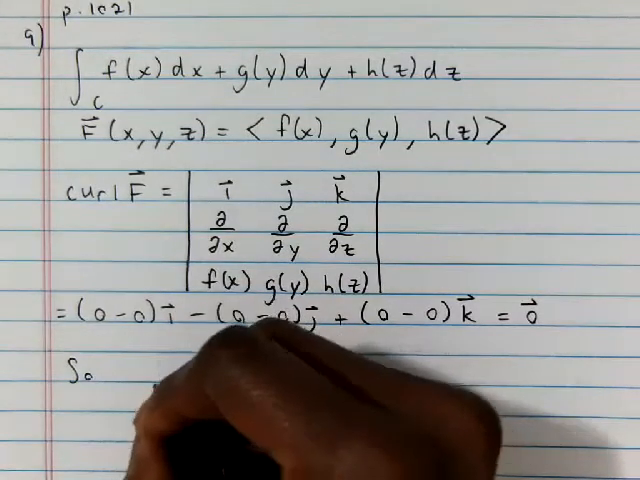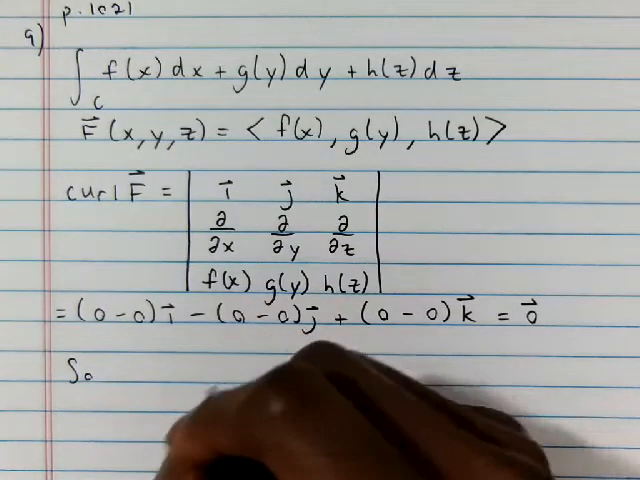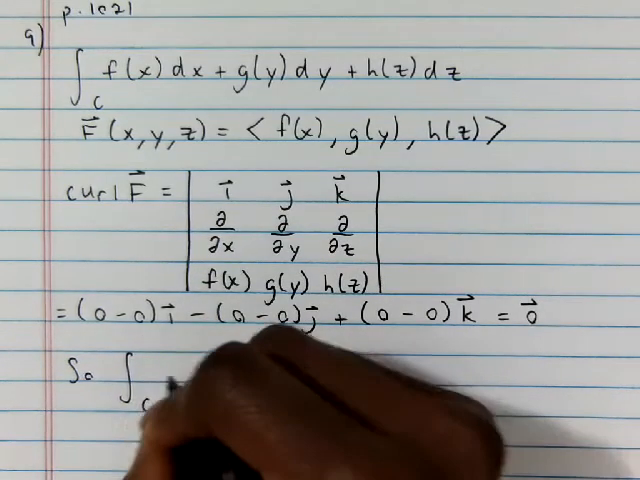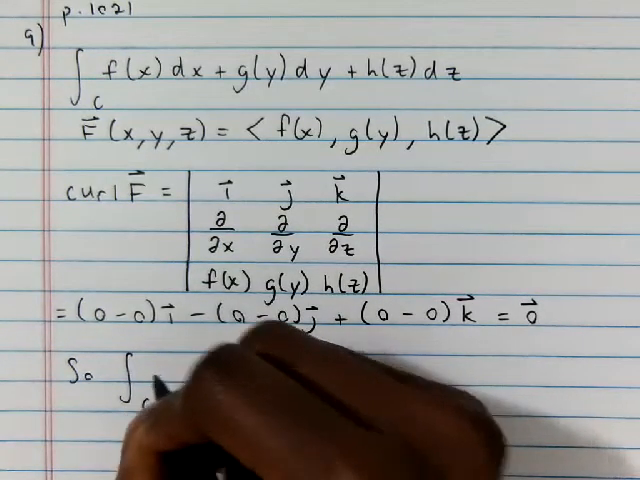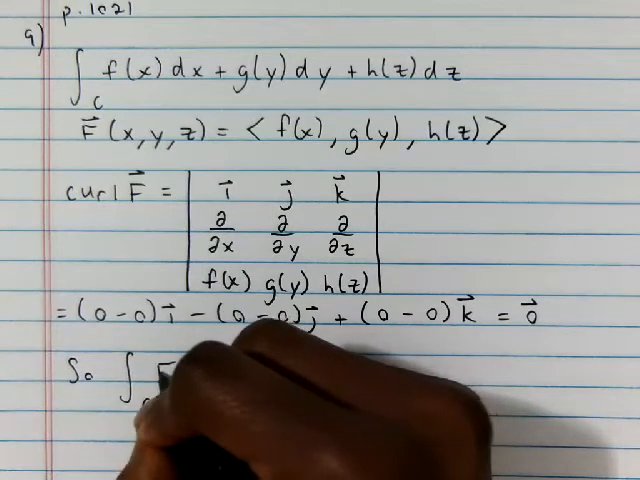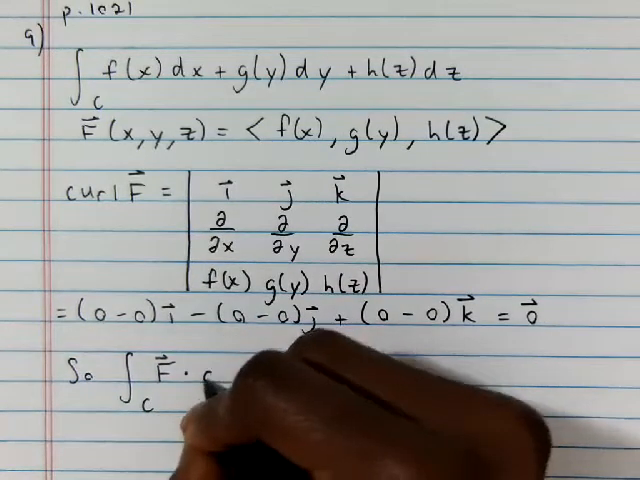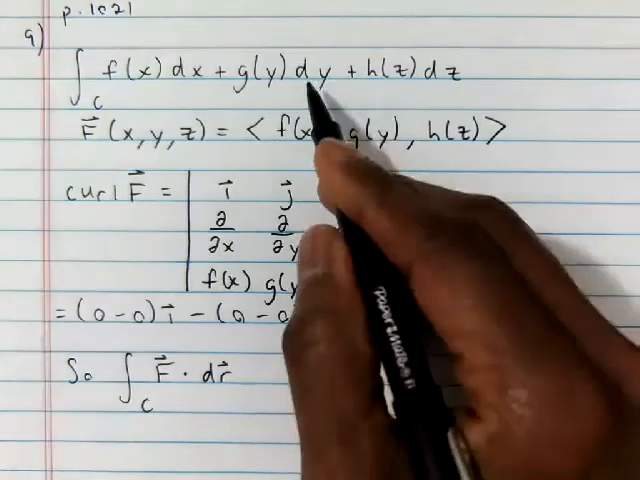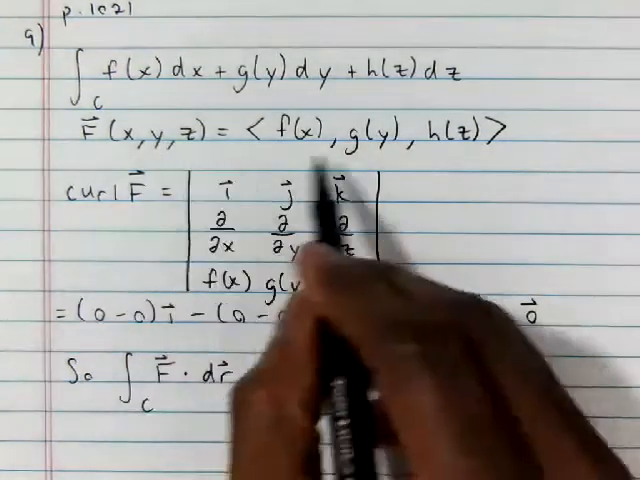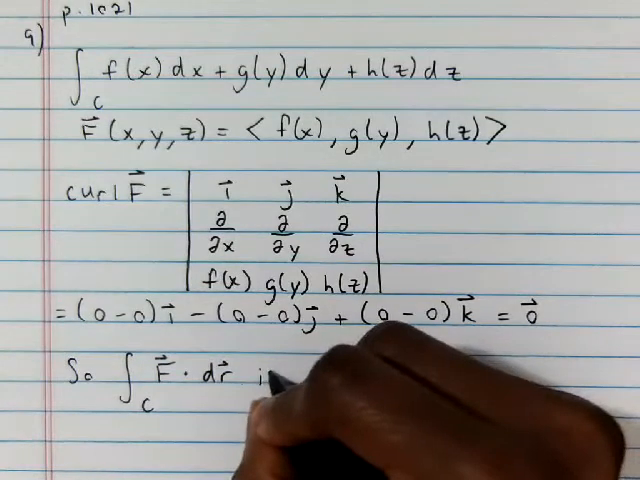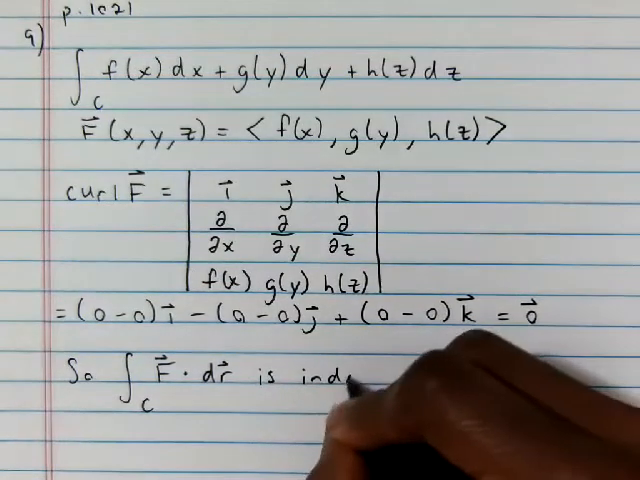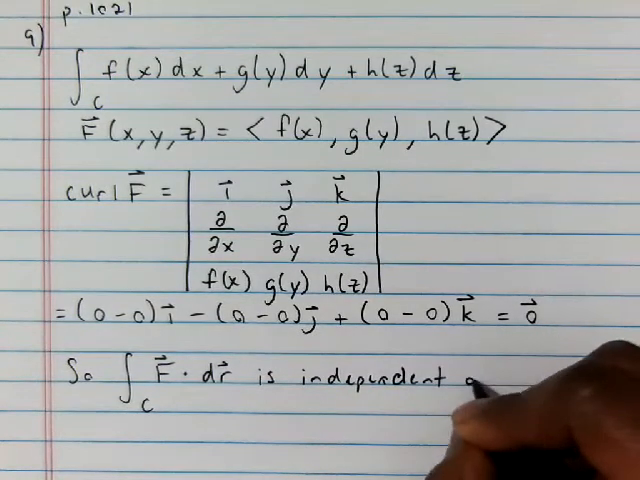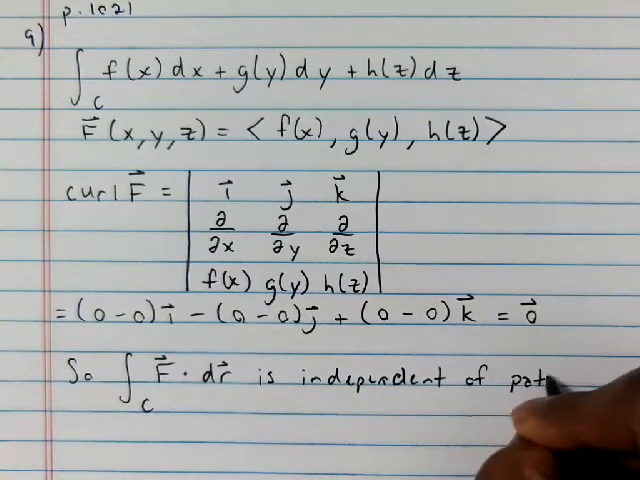So not F, the line integral over C, excuse me. The line integral over C, we can rewrite this now as F dot dr. This is the same as that up there, because we've defined F to be this, is independent of path.